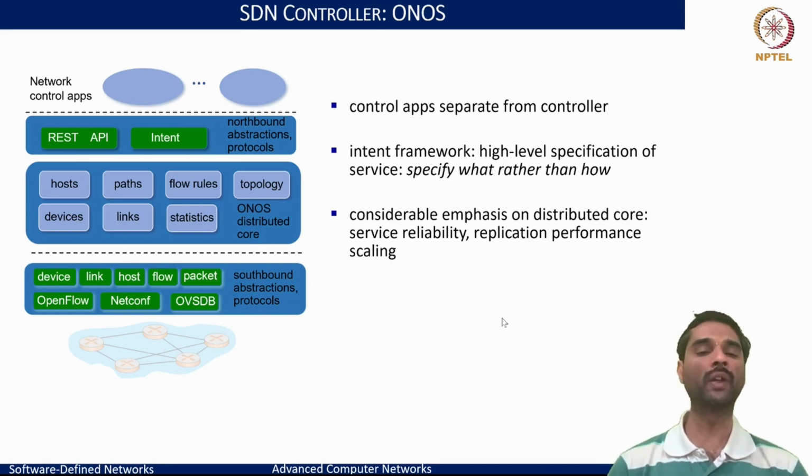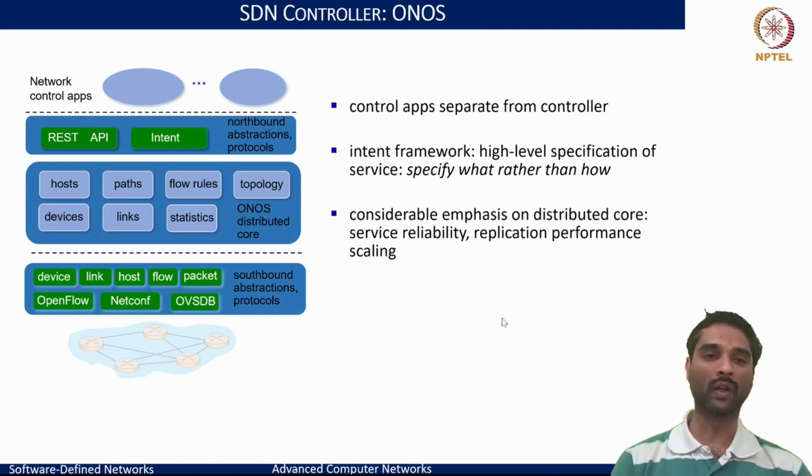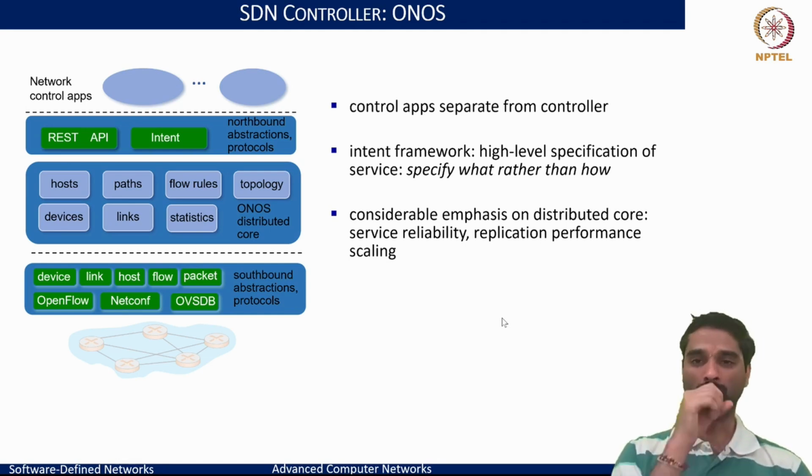And ONOS being a distributed core itself, it provides the information about the hosts, the paths that are available, the flow rules that have been applied, the topology information, and the statistics pertaining to each of the devices in terms of port statistics, flow statistics, all of these as services to the higher applications.